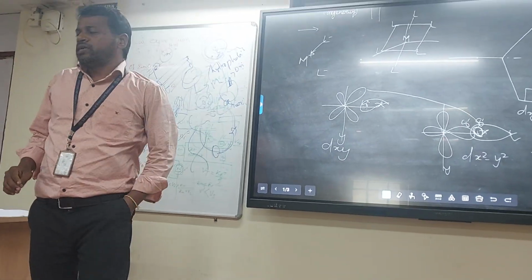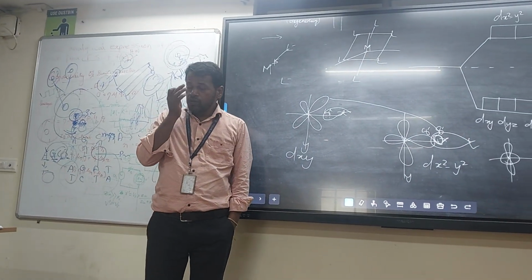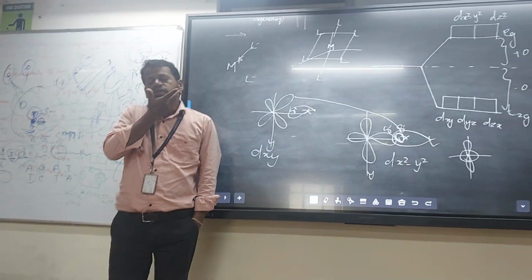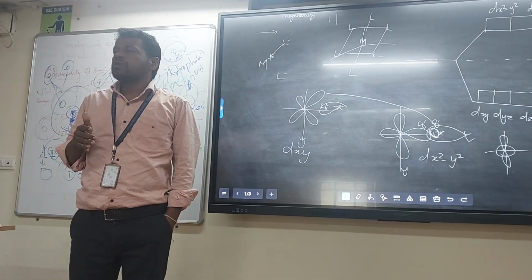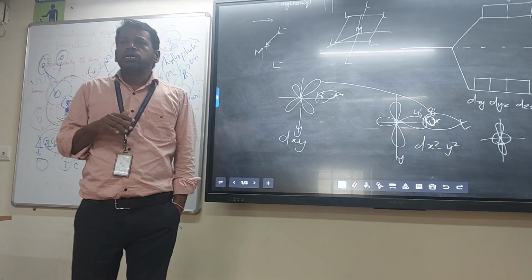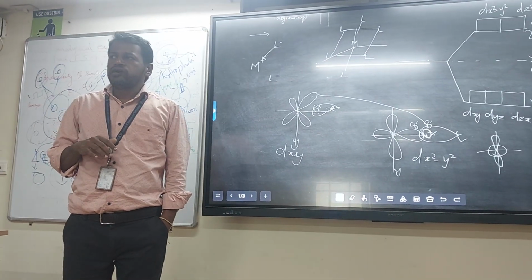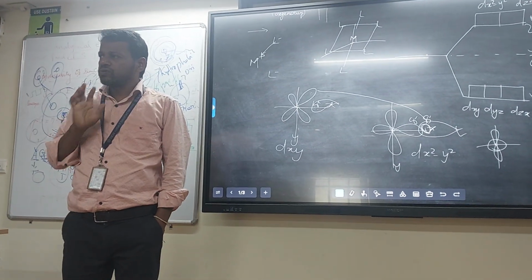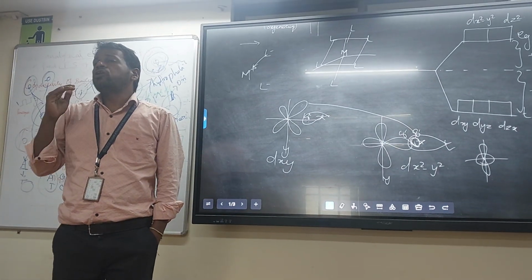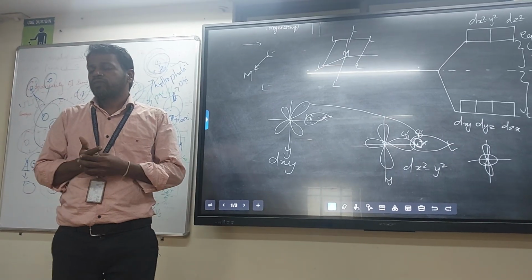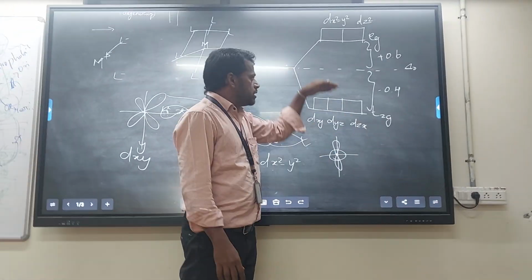In octahedral complexes, the d orbitals split into t2g and eg levels. Here the t2g orbitals are lower energy.